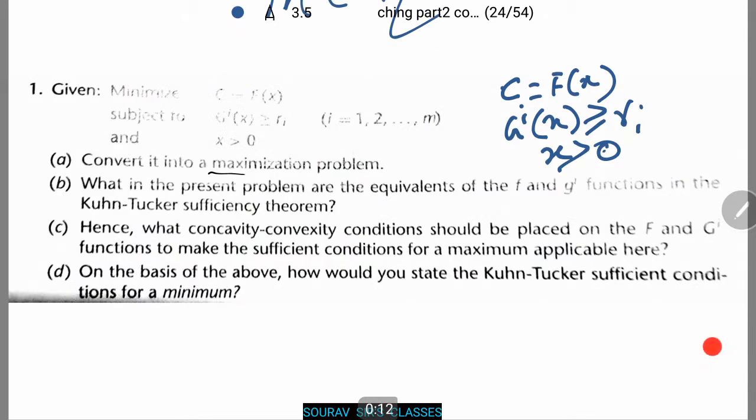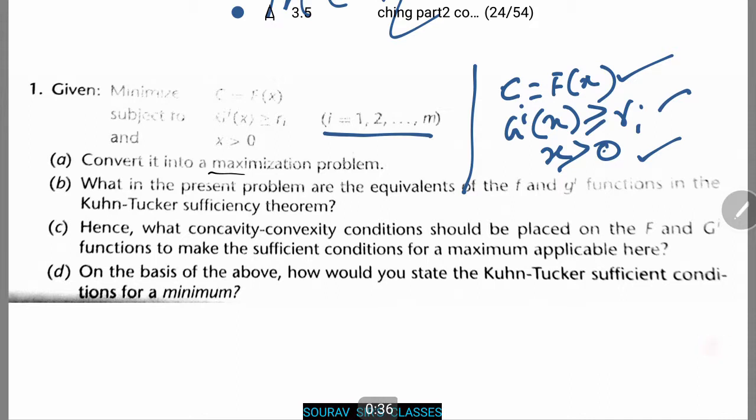Over here we are given a minimization problem. Notice since the questions are not visible, I have written it on the right side of the screen. It's given: minimize c equals f(x), subject to the constraint g^i(x) greater than or equal to r_i, where i goes from 1 to m and x is greater than or equal to 0.